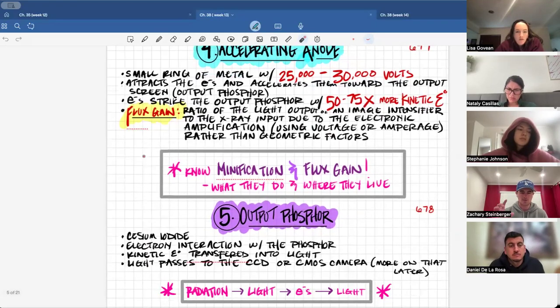Does that make sense up until that point? Yeah, that does. And then the flux gain is just basically the measurement of the ratio of how we did.